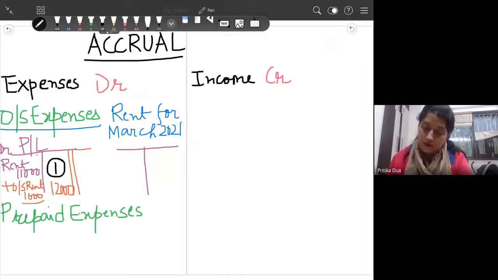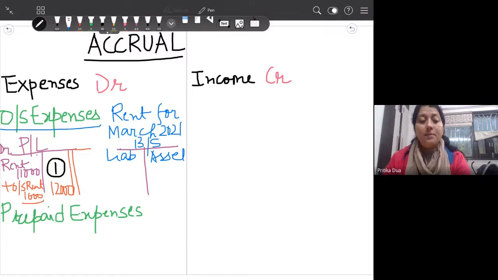Then in the balance sheet comes the second effect of this entry. So balance sheet, you have the liability side, you have the asset side. Now you have an expense which is due but has not been paid. So this is a liability for the business. Now this is a current liability for the business because it will anyways need to be paid. It needs to be paid in the next financial year. So within a period of 1 year, you need to pay this rent.